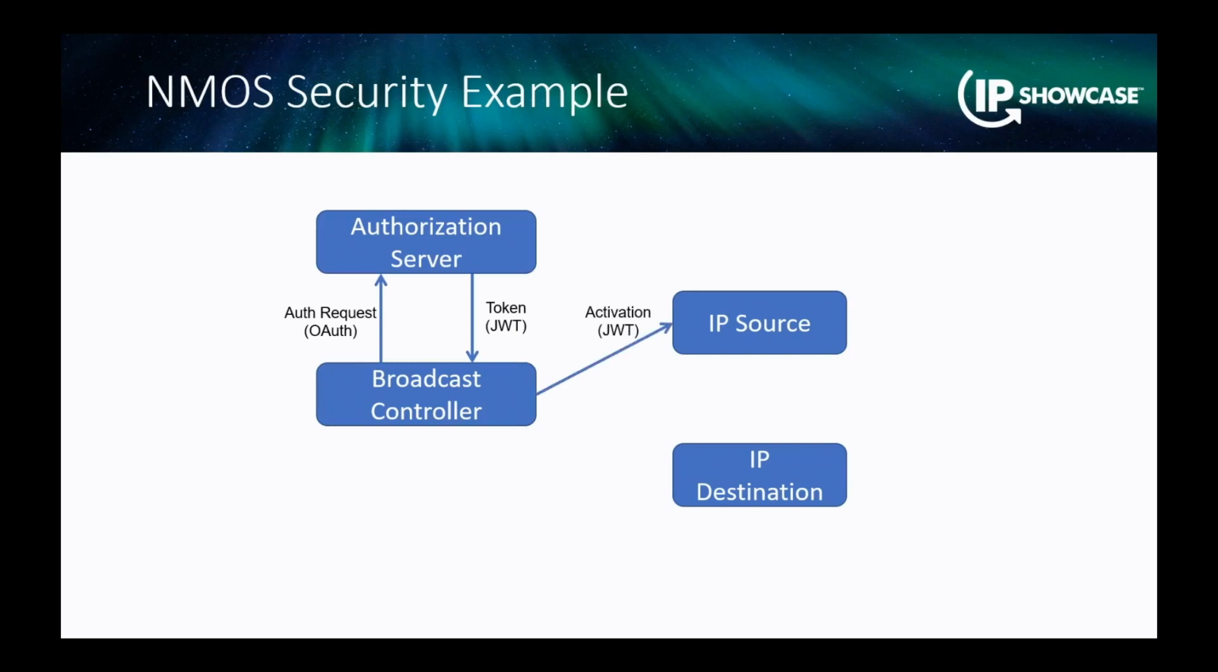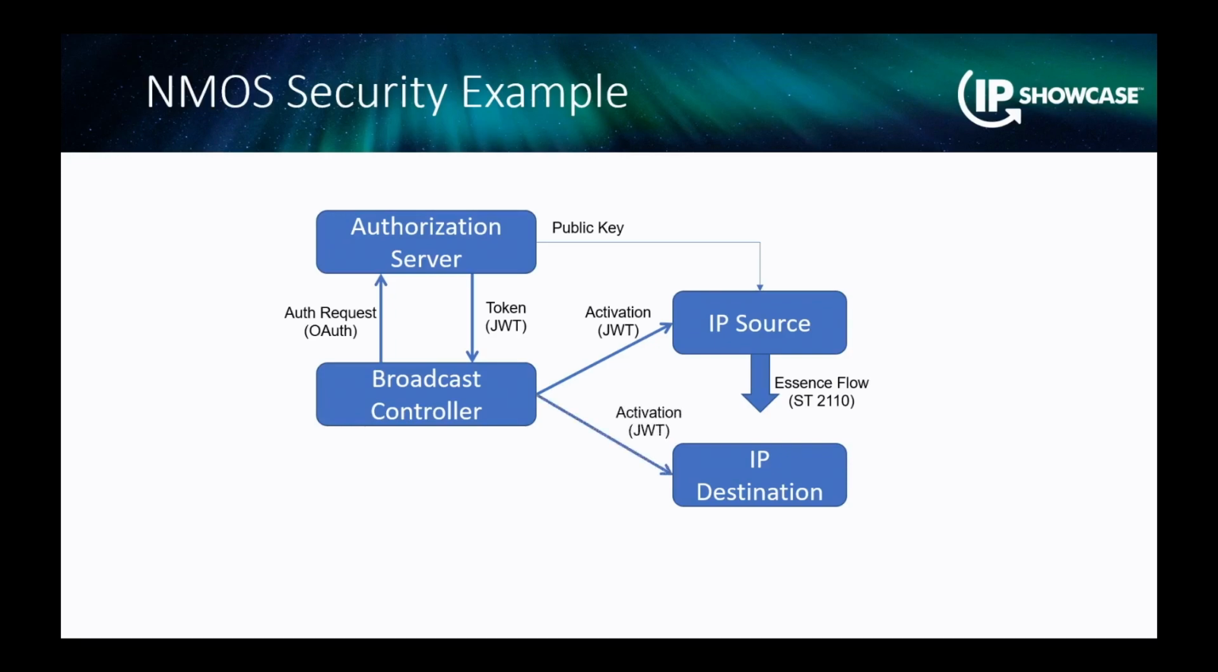And then the controller uses that token to tell the source to start transmitting. Source says, well, wait a minute, how do I know that's a good token? Let me compare it against the public key of the authorization server. Okay, yes, that's a good token. I'm going to start transmitting. Transmits it to the switch. Again, it stops at the switch until somebody asks for it.